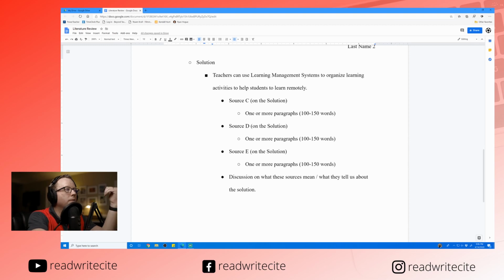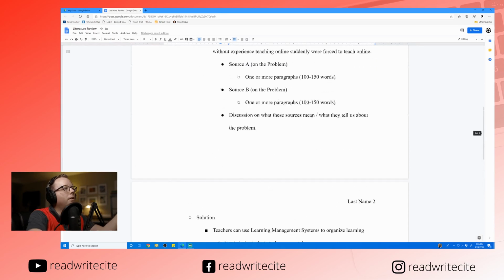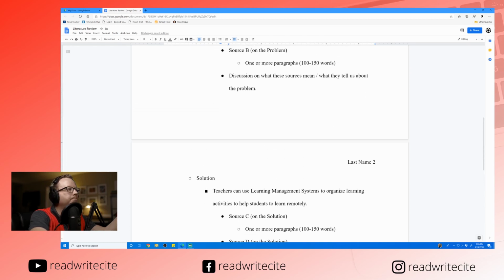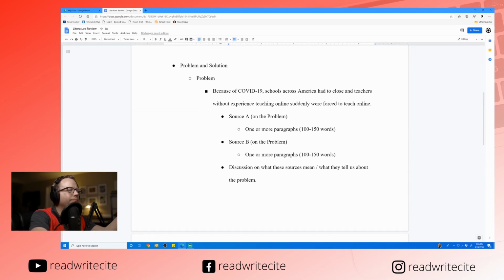Then you go through your 3 more sources, for example. Source C, where you explain, 150 words on that topic. D, same thing. E, same thing. Then you explain what all those mean together. And then you'd probably have some sort of conclusion, which would summarize the problem and the solution. Does that make sense? This right here would be a solid structure for 5 sources on a given topic. Does that make sense? I hope so. I hope this is useful.